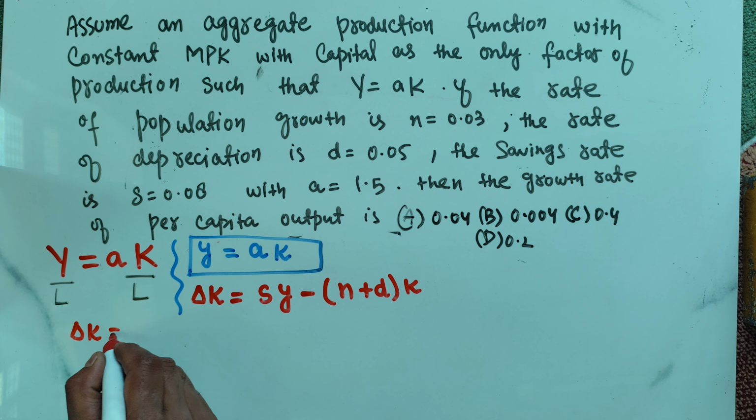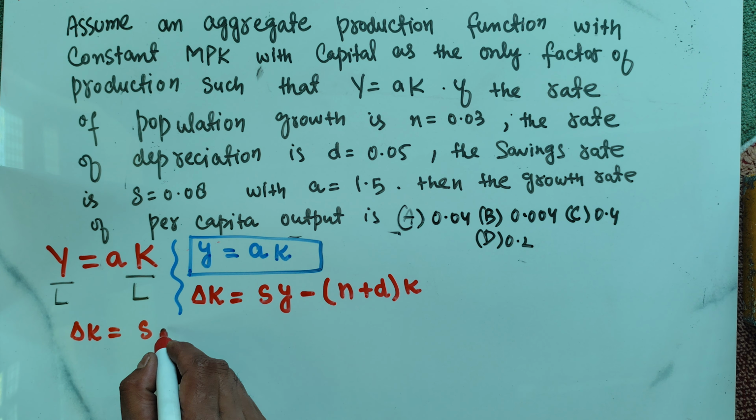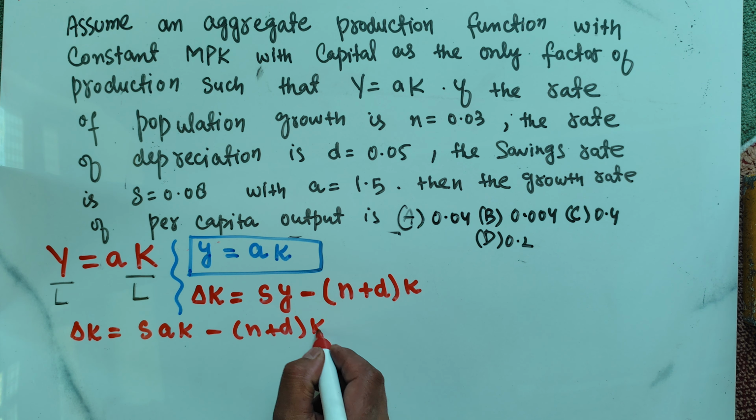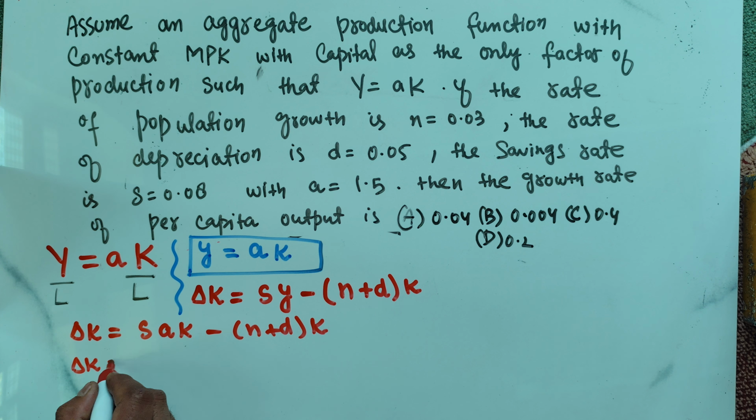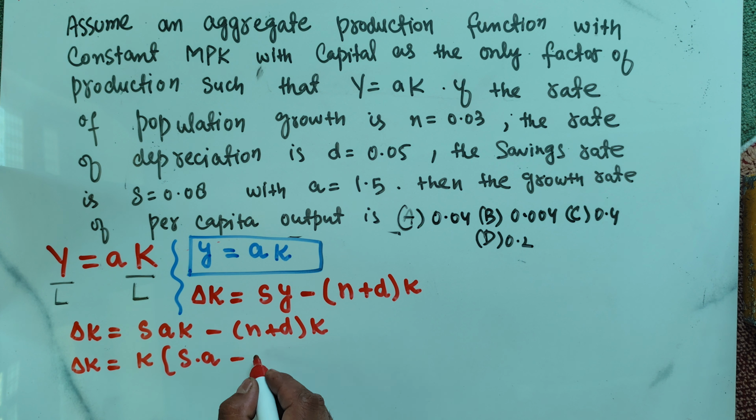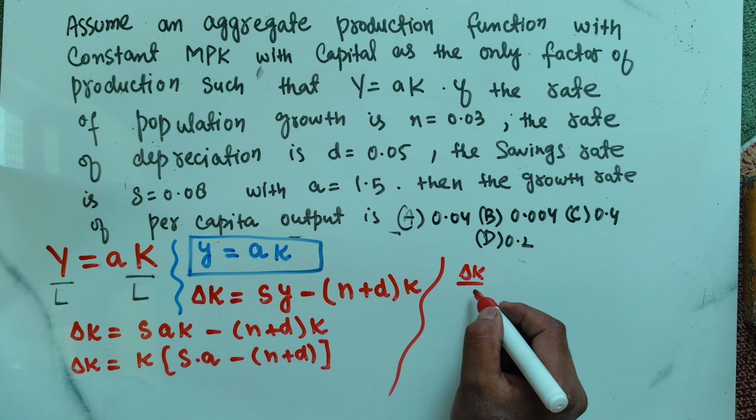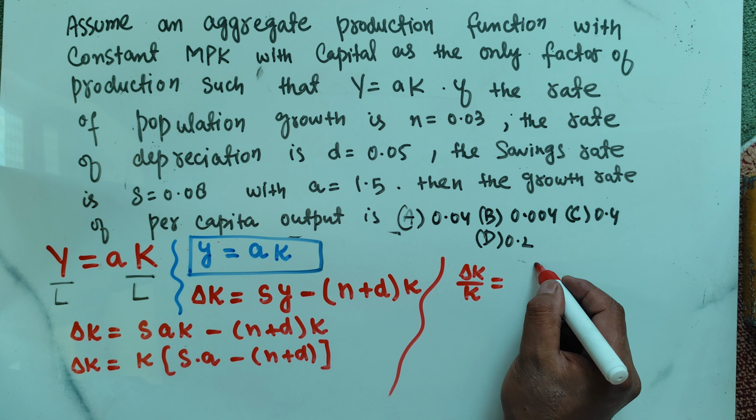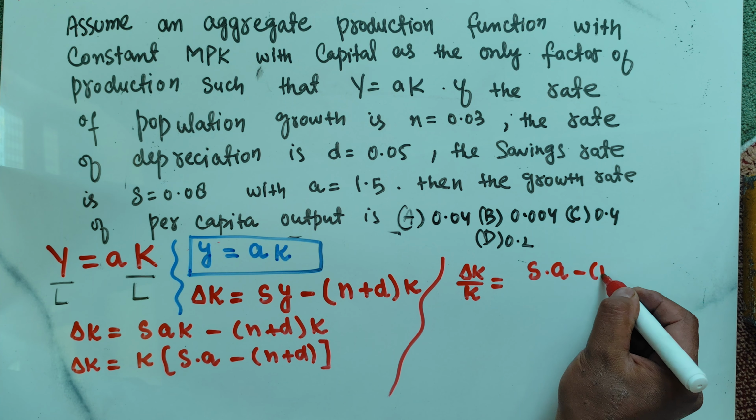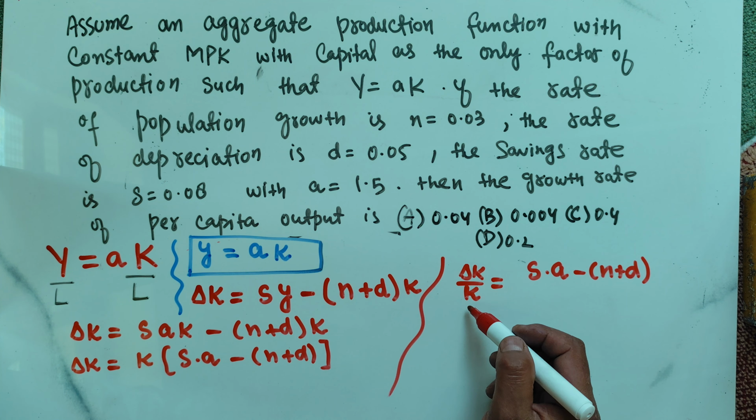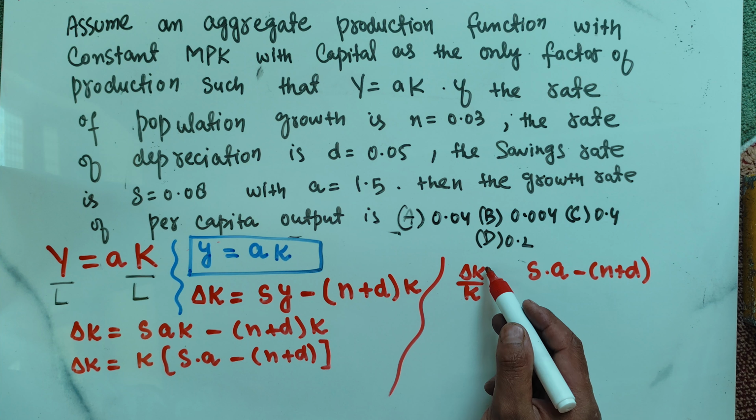Okay, so can we derive it? Del k is equal to s times y, and y is A times k, minus n plus d times small k. Or del k will be equal to, let's take k common, s times A minus n plus d, times k. Transposing this k, del k upon k will be equal to s times A minus n plus d. Okay, so what is del k upon k? It shows us the per capita output, that is capital per worker.